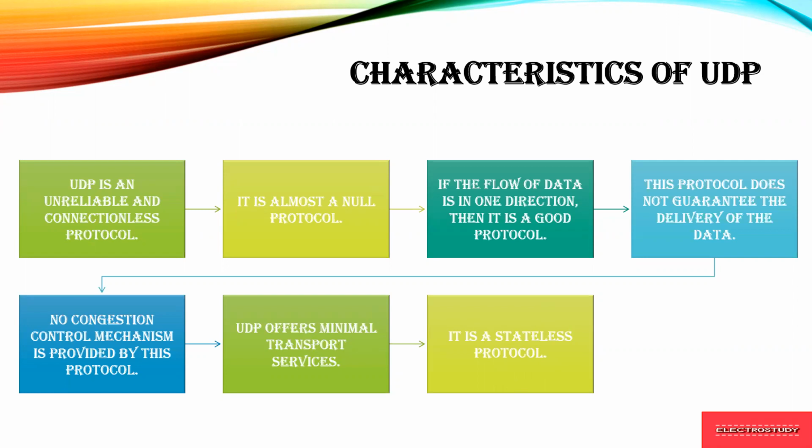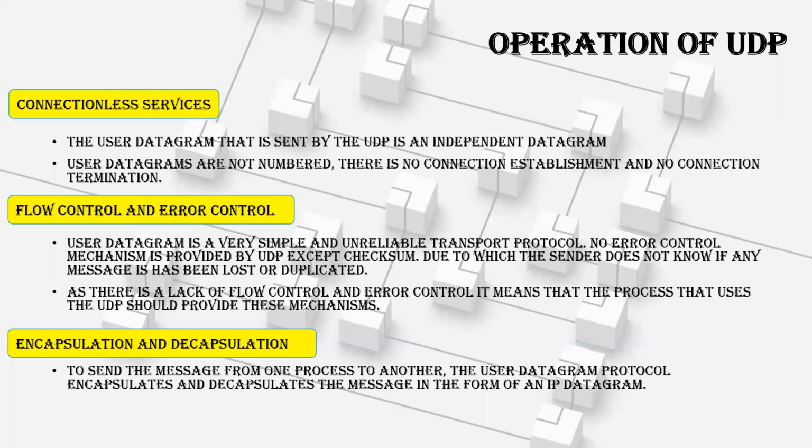UDP offers minimal transport services. It also provides some services like checksum. It determines the length, and it determines the source address and destination address. These are the minimum services it gives. Other than that, it doesn't provide any information. It also has no congestion control mechanism. That is, it doesn't see whether the network is overloaded or not. Even if it is overloaded, there will be loss of packets, but UDP has nothing to do with it. So these are some of the characteristics of UDP.